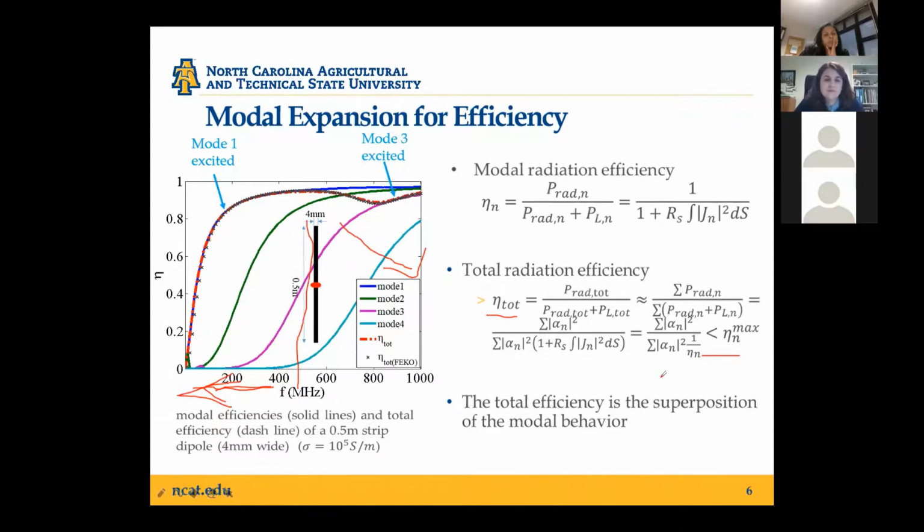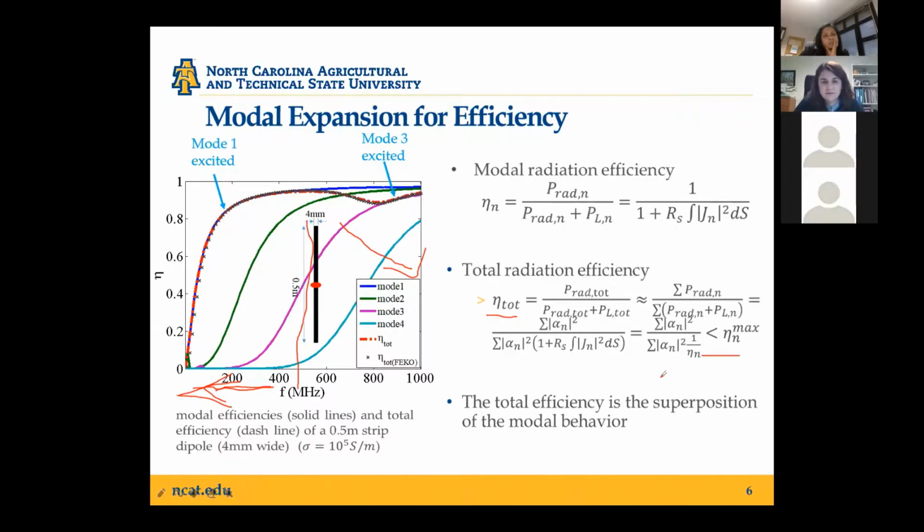So that makes sense. We can say that for all modes, the higher the frequency, the better the efficiency, right? In this case, that is what we observed here. I think it makes sense as well. As you go higher, your antenna is more electrically large, and it's more inclined to be able to radiate efficiently, right?